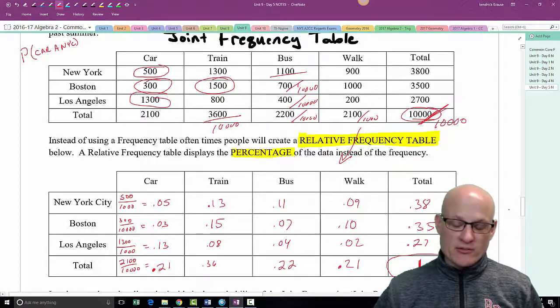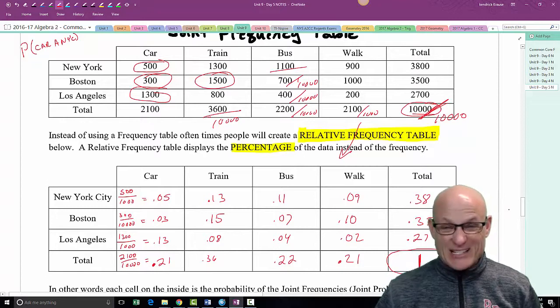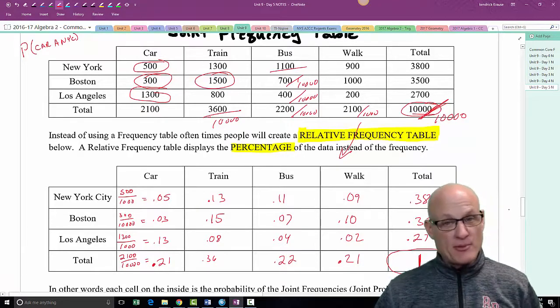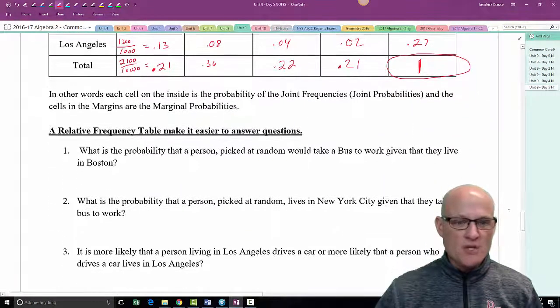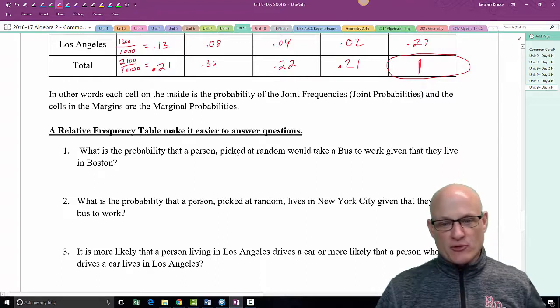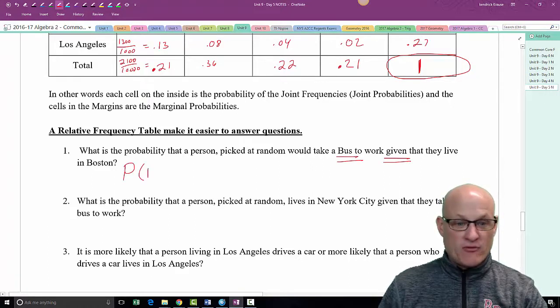Now, why would I do this? Well, you just need to be careful. Sometimes you're going to be given a relative frequency table, which has the probabilities, percentages, already built in. Or you're going to be given a frequency distribution. So what is the probability a person picked at random would take a bus to work, given that they live in Boston? So this is the probability of bus given that they live in Boston.